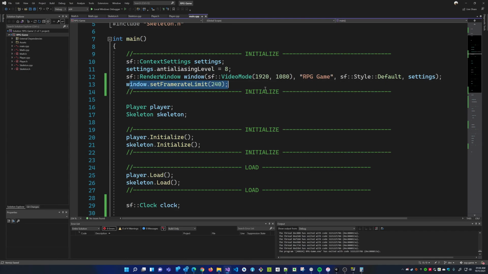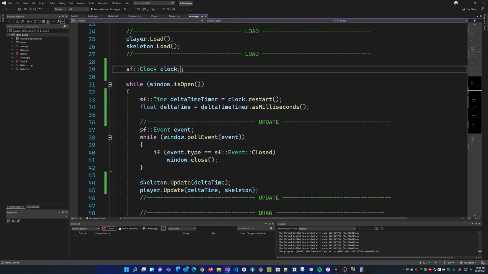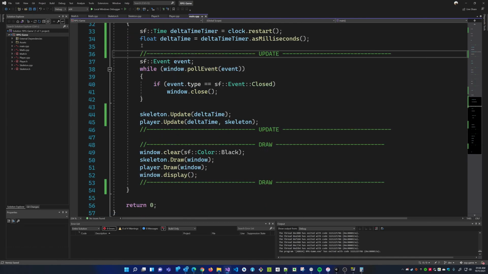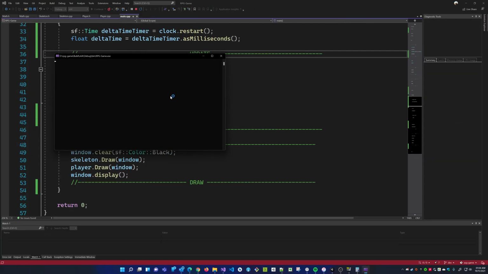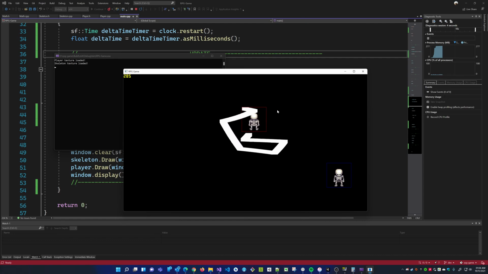Here I'm just setting the frame limit to 240. I don't want my game to go above 240. Or what, 360 now? The fastest refresh rate monitor is 360. I'll just set it to 360. And my clock is just my clock. I restart my clock when I need to restart my clock. That's it. Now our code is not tied to any frame rate. It is independent of my frame rate, which is awesome.